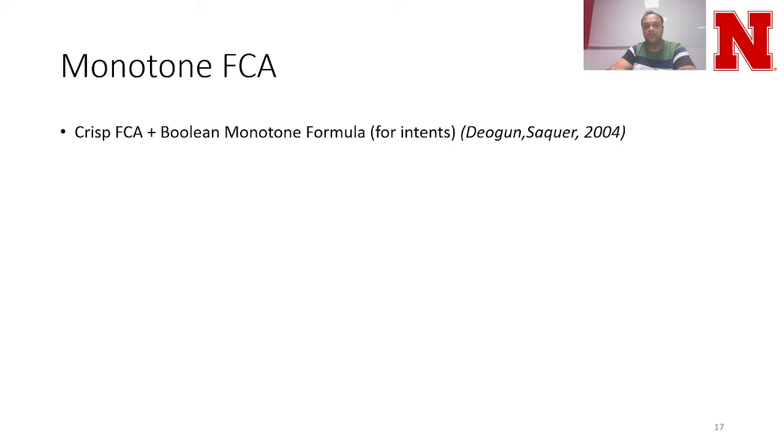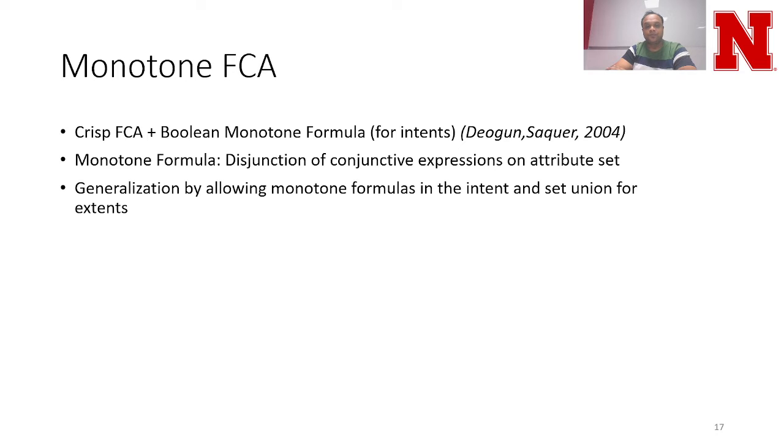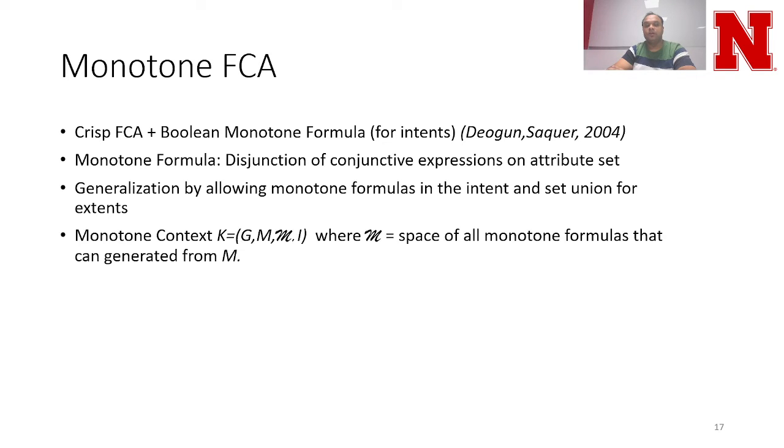This was developed at UNL by Dr. Deogan and his student Saquer in 2004. So the whole idea here is to define a monotone formula, which is a disjunction of conjunctive expressions on the attribute set. So basically the attribute set is now extended to certain additional possibilities, and then we can generalize the whole context by allowing monotone formulas in the intent and set union for extents.